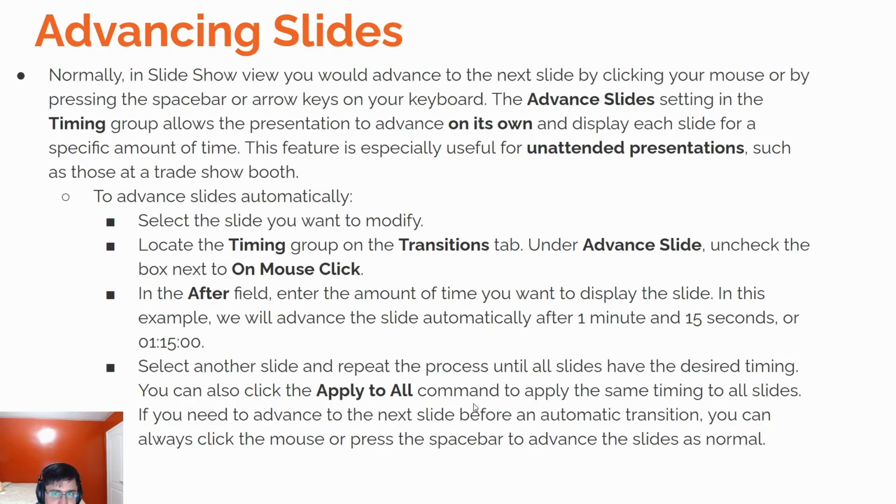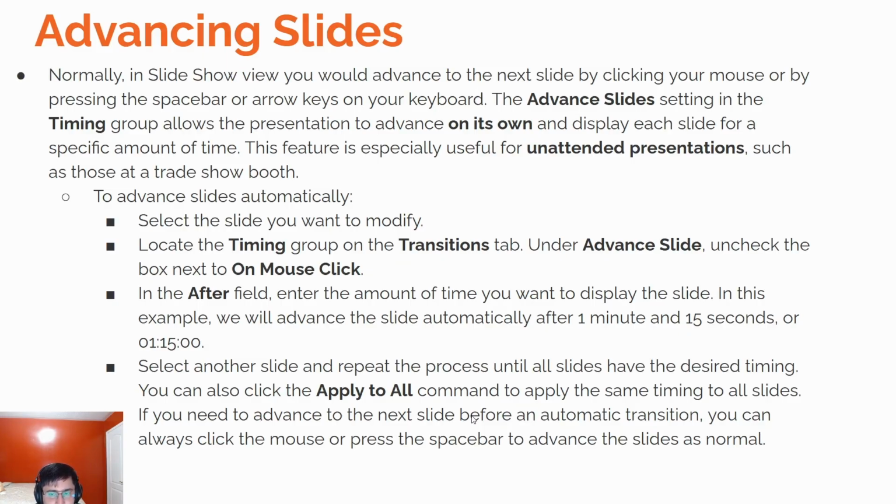So now we're talking about advancing slides. Normally in slideshow view, we would advance to the next slide by clicking your mouse or by pressing the spacebar or arrow keys on your keyboard. The advance slide setting in the timing group allows the presentation to advance on its own and display each slide for a specific amount of time. This feature is especially useful for unattended presentations, such as those at a trade show booth.